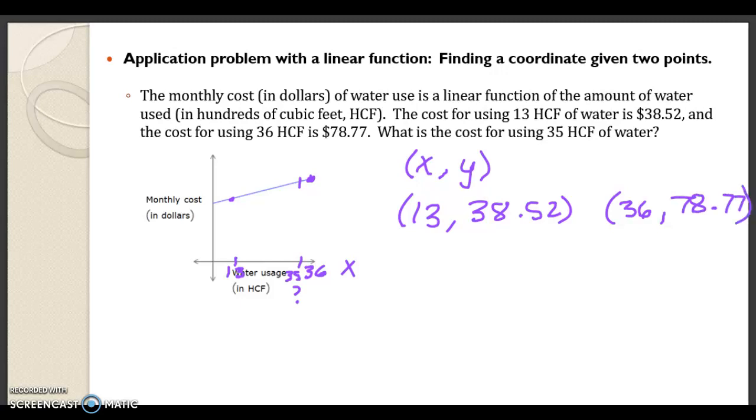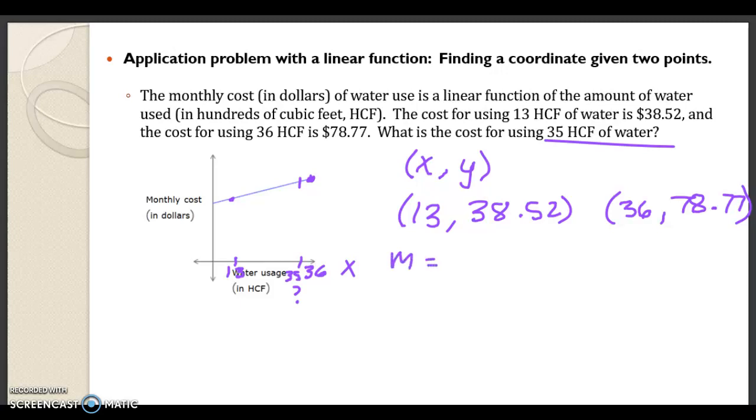So what do I have now? I have 2 points, right? So I can use these 2 points to find the slope of the line, first of all. And then I can find the y-intercept. Then I can use the equation that I come up with and plug in 35 to get my answer. So let's go ahead and do that. What is the slope of this line going to be?